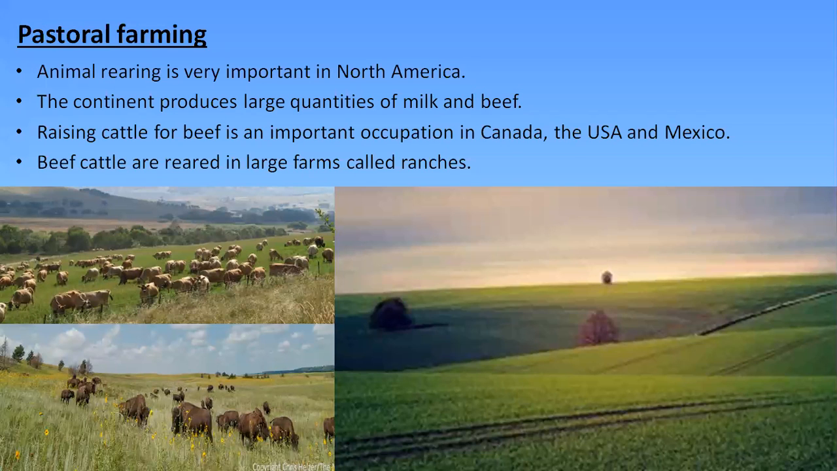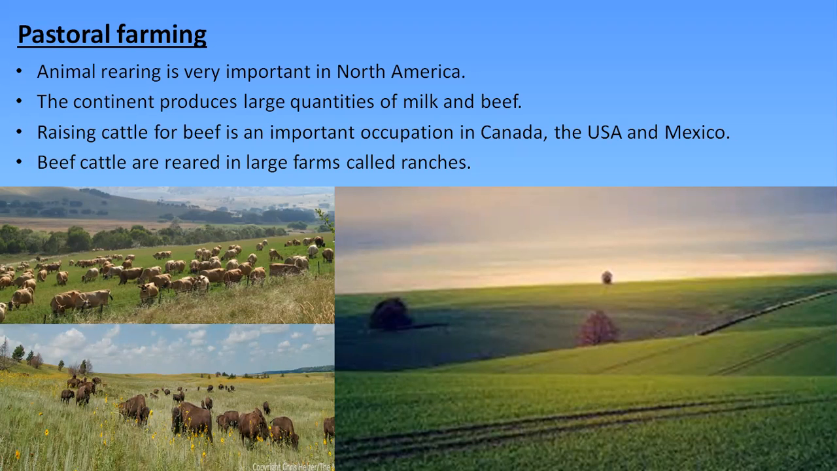And another important thing is pastoral farming. We already studied that between these mountains, the Western Cordilleras and the Appalachian Mountain Range, there is a central plain we can find in North America. That plain is very much grassland. Some part of the central plain is grassland, and therefore animal rearing is very important in North America. The continent produces a large quantity of milk and beef.